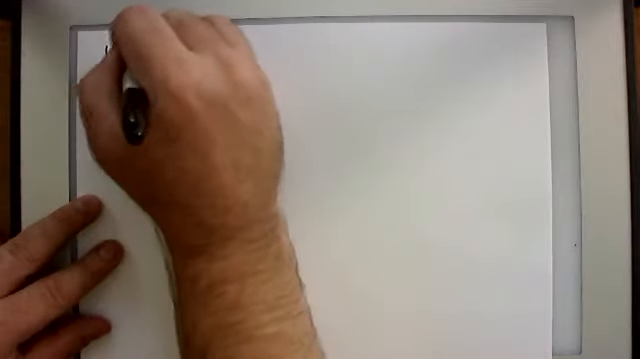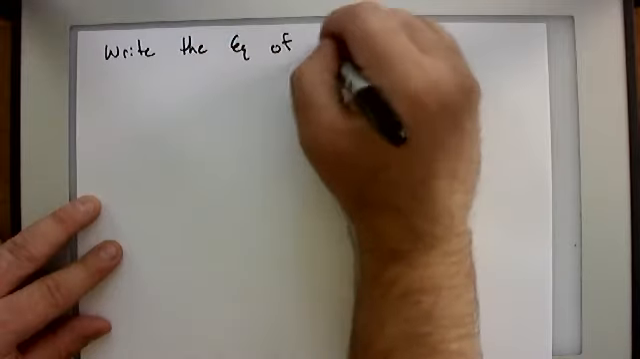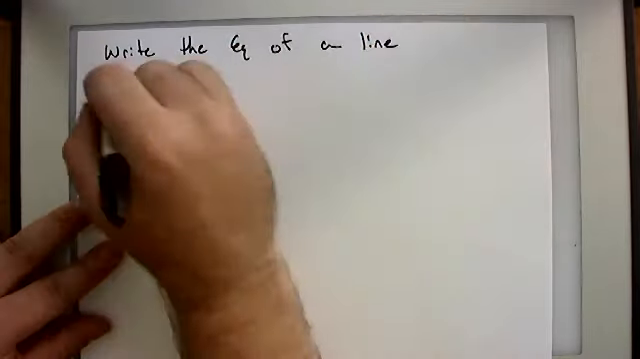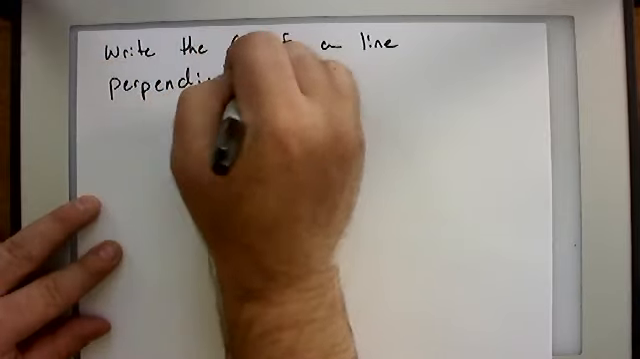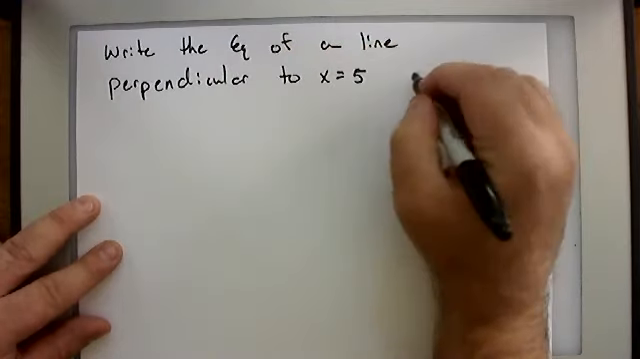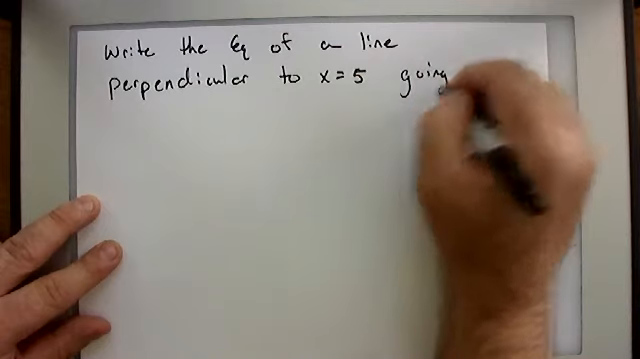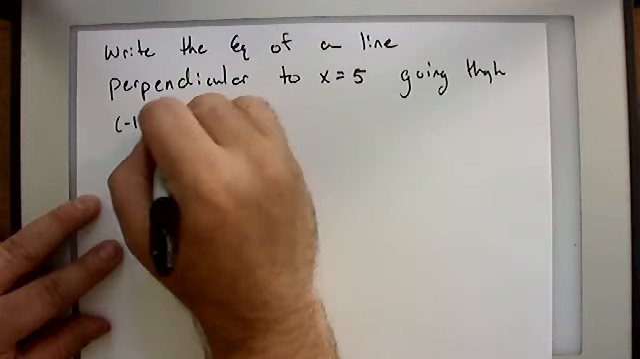And it's actually not. I mean, it is, but it isn't. I'm not going to do a lot of work here. You're going to see what I mean in a second. Let's say they ask you to write the equation of a line perpendicular, because that's always the one that's a little tougher than parallel, perpendicular to x equals 5, going through negative 11, comma 4.